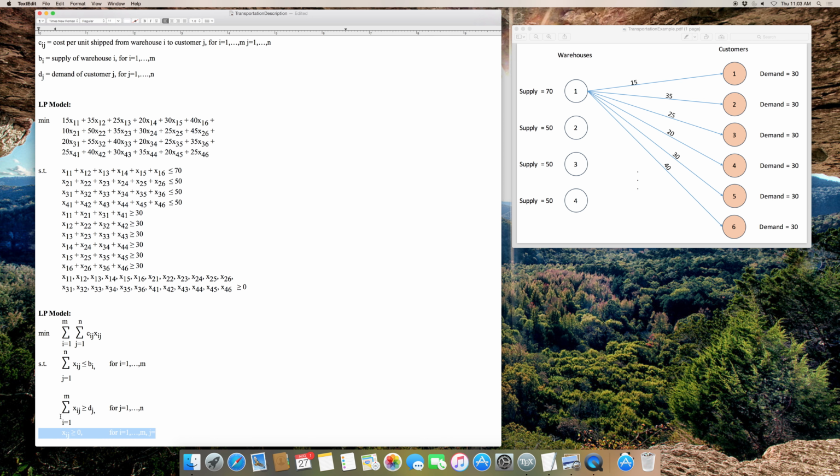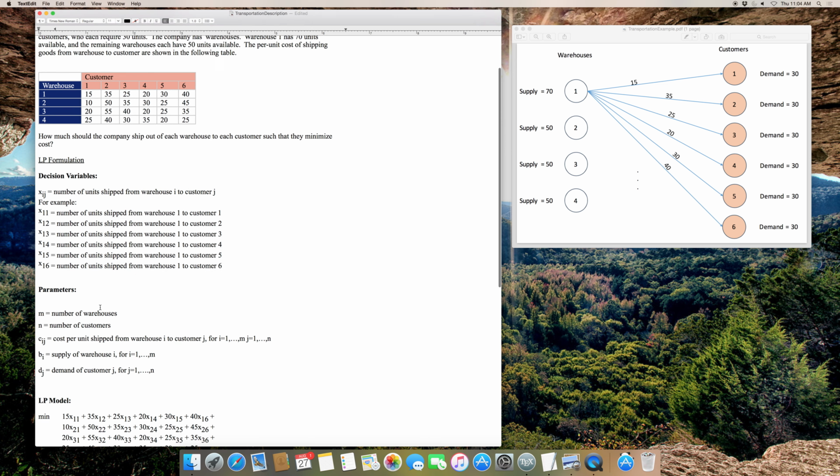Lastly, we finish with non-negativity. What we're saying here is that all of my decision variables, Xij, for every ij pair has to be greater or equal to 0. And so you can see that this is a much more condensed version of this particular model, and it makes it much cleaner, especially as you increase the number of warehouses and the number of customers.